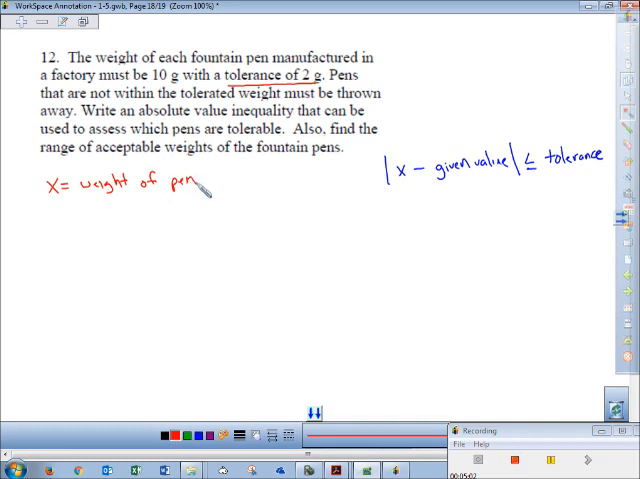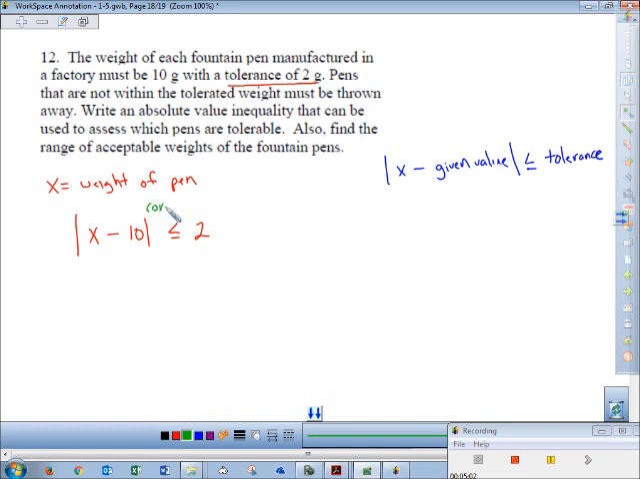And then our absolute value inequality, we'll take that weight of the pen, take away the given value. Is the given value 2 or is it 10? Well, remember, the tolerance is the number that goes out here, and it tells me the tolerance is 2, so the given value is 10. That will always be less than or equal to your tolerance. And then we'd solve both situations.